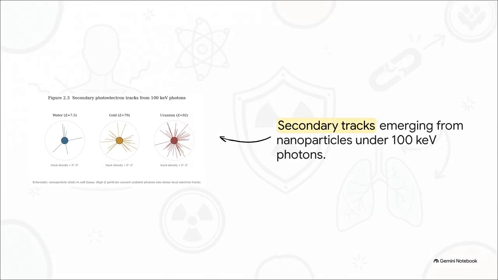A uranium nanoparticle essentially acts as a nanoscale antenna. It takes normal, everyday background radiation and amplifies it into a storm of dense local electron tracks. The source text emphasizes that if this uranium nanoparticle is chemically bound to your DNA, this localized amplification creates absolutely catastrophic damage that a traditional dose calculation completely misses.